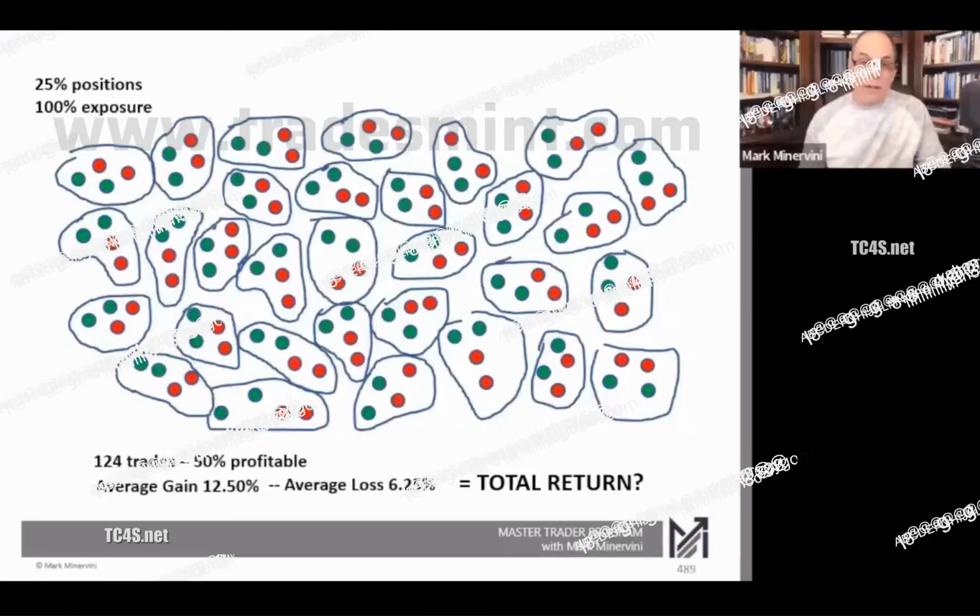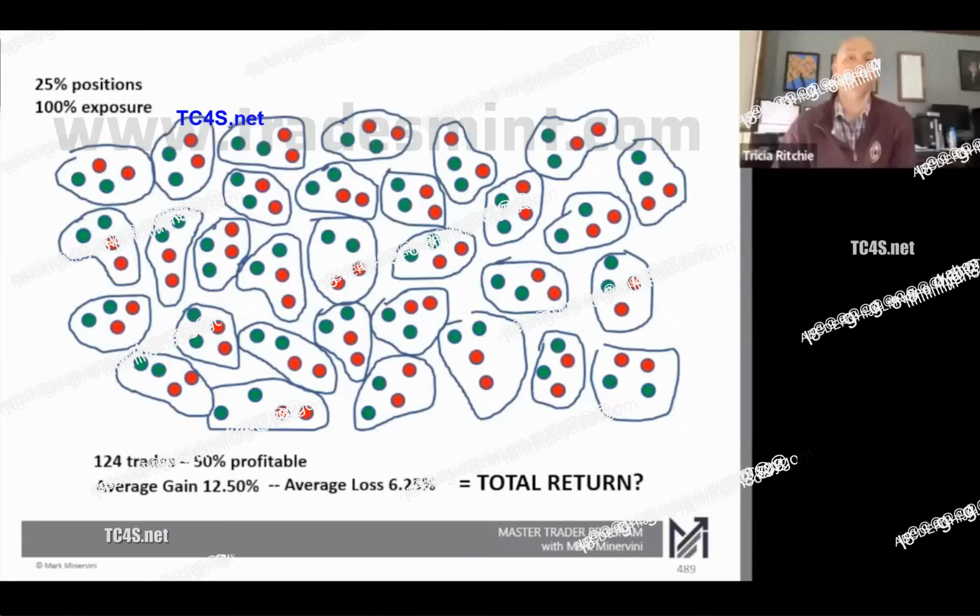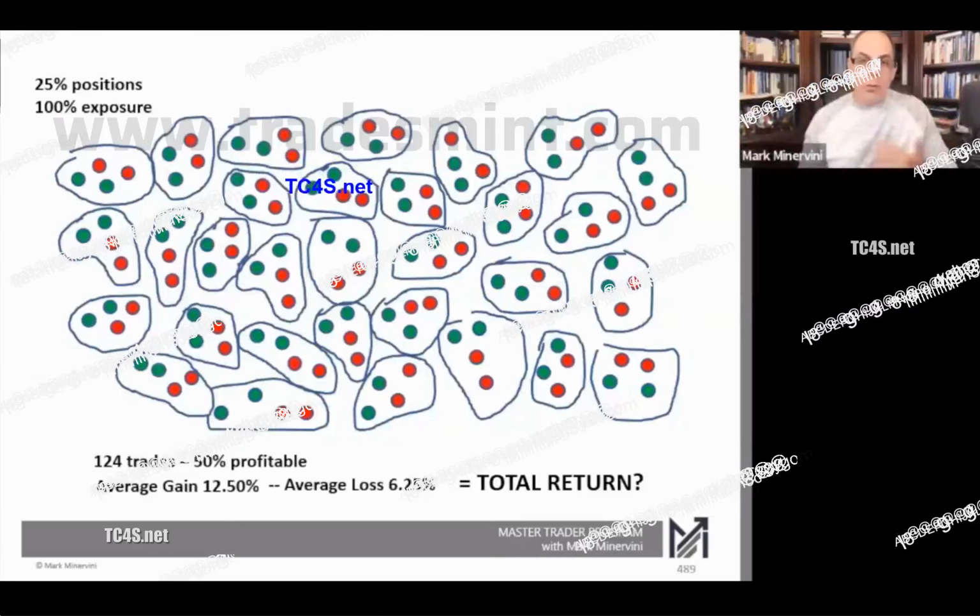So now with the same exact position sizing, 25%, but going fully invested, having the same 124 trades, 50% profitable, average gain 12.5, average loss 6.25, what is your return now? That's the question. Mark, what would the return be now that we've moved up to 100% exposure? It's going to be the same. How could that be? We've quadrupled our exposure. Well, here's the thing.